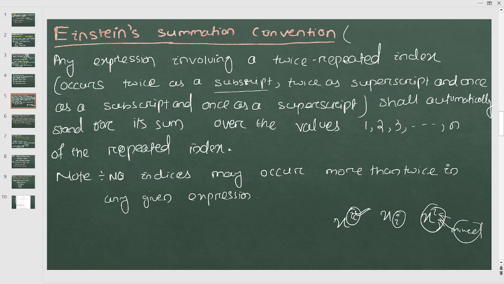Note here a remark you have to remember: no index may occur more than twice. You can't write xii and sum it with the Einstein summation convention. For the Einstein summation convention, you must have the index exactly two times, not more than two times.